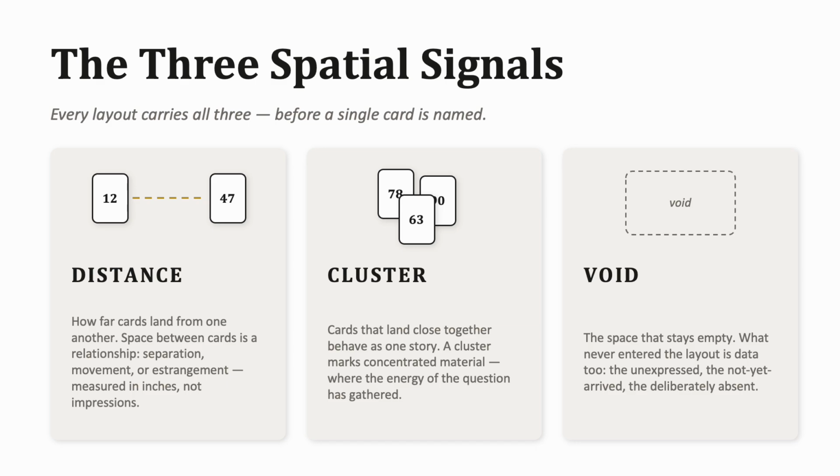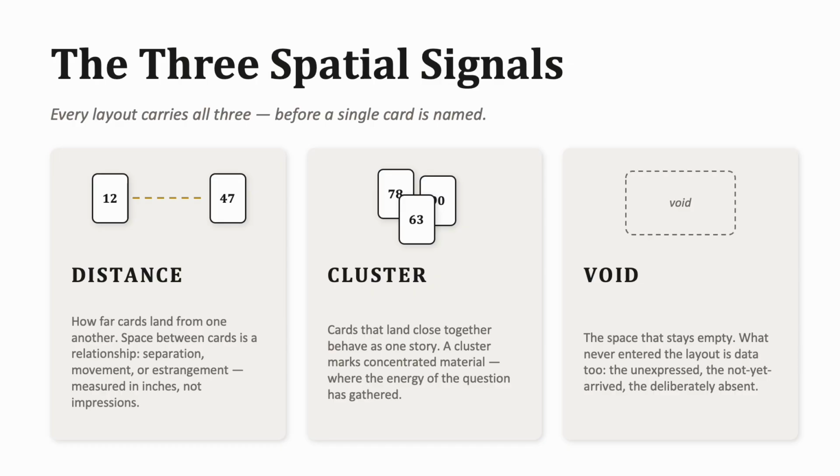Every layout carries 3 spatial signals before a single card is named. Distance, how far cards land from one another. The space between cards is a relationship. Separation, movement, or estrangement measured in inches, not impressions.